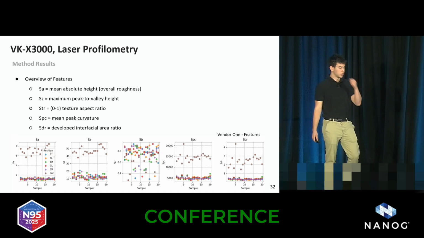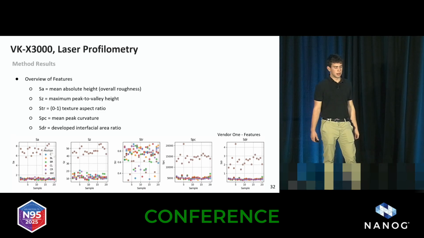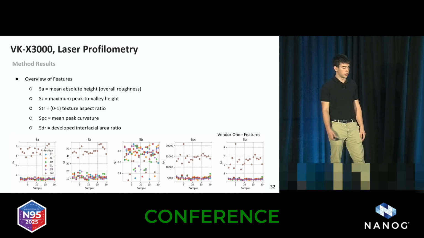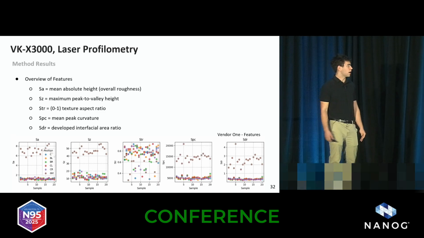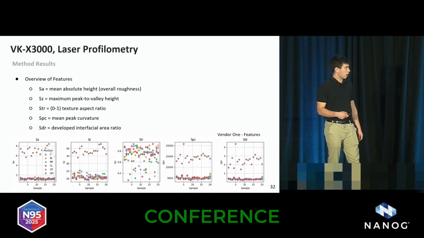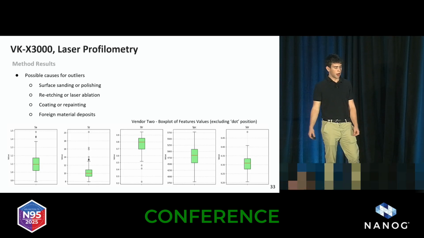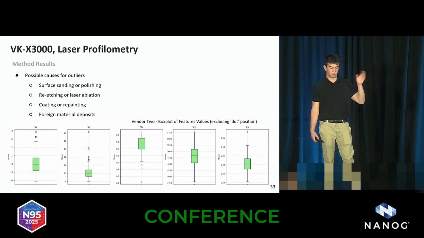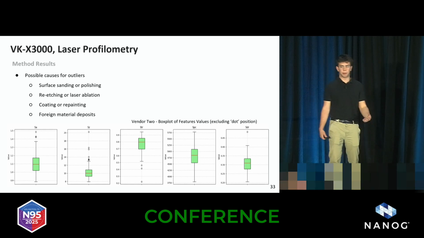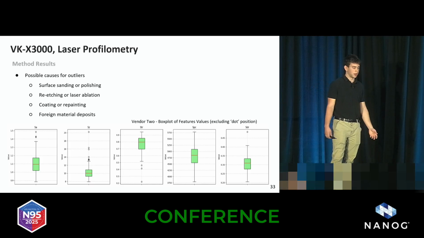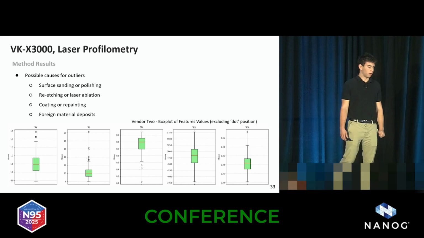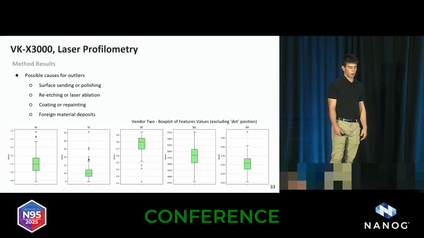But as an overview of the features, SA is the mean absolute height. SZ is the maximum peak-to-valley height. STR is a 0-to-1 texture aspect ratio. SPC is the mean curvature, and SDR is the developed interfacial ratio. And then we can see here a box plot of the mean across each of these different features, not including the dot because we saw a lot of variance specifically in that dot region. And we think that potential causes of the outliers you can see here are surface sanding or polishing, re-etching or laser ablation, coating or repainting, or foreign material deposits, all of which you would see on a counterfeit chip.